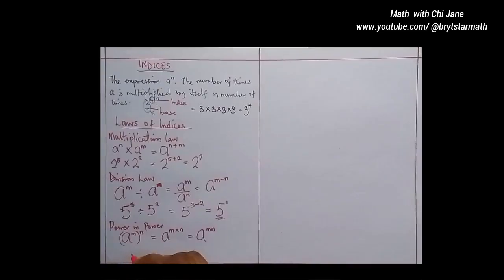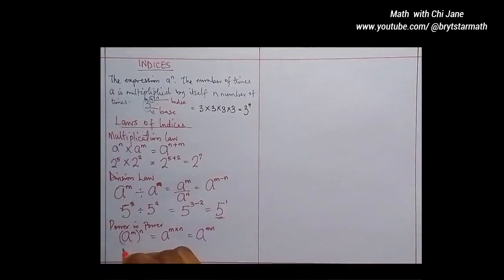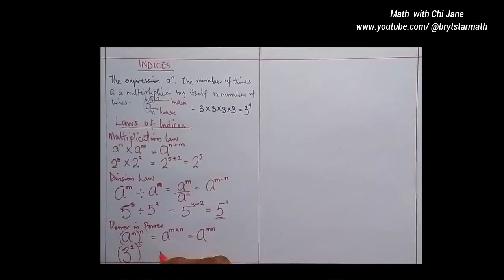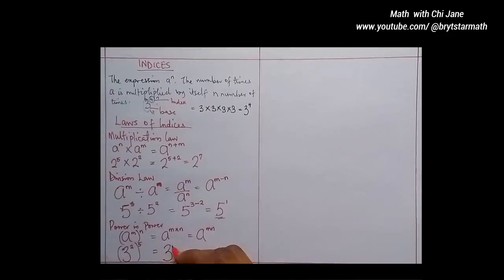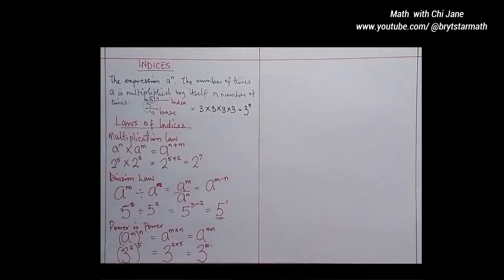Now, giving an example, we have 3 raised to the power of 2, everything in bracket, raised to the power of 5. What we have is 3 raised to the power of 2 times 5. It is now 3 raised to the power of 10. Okay, that's for power in power law.